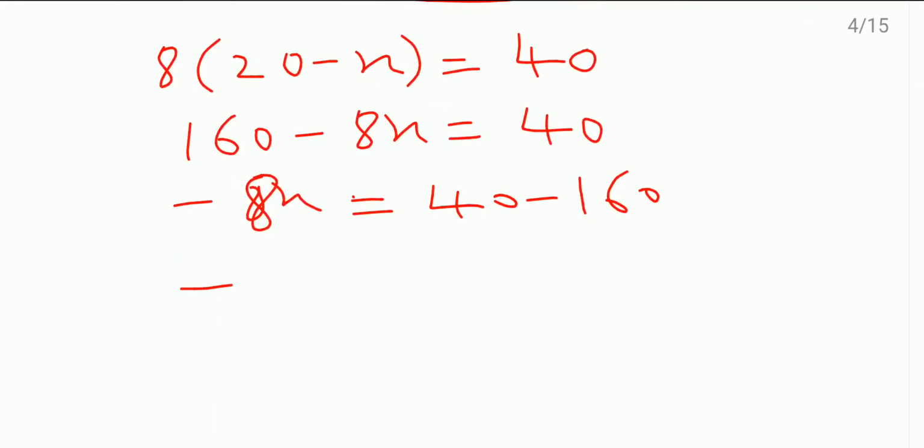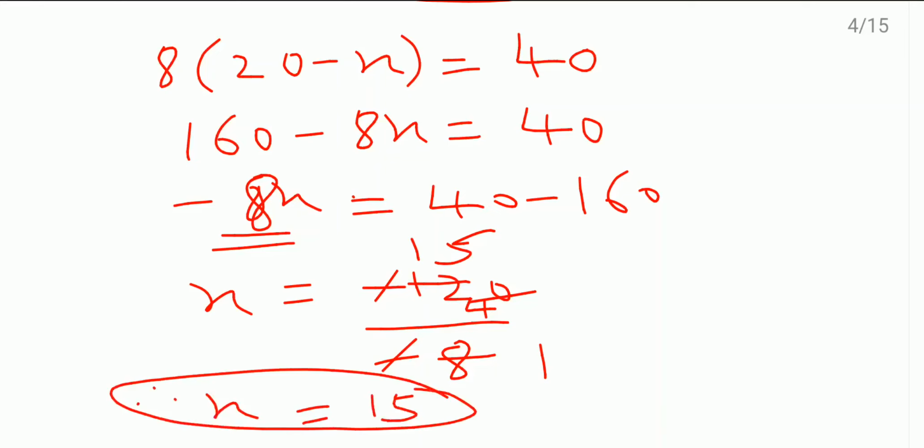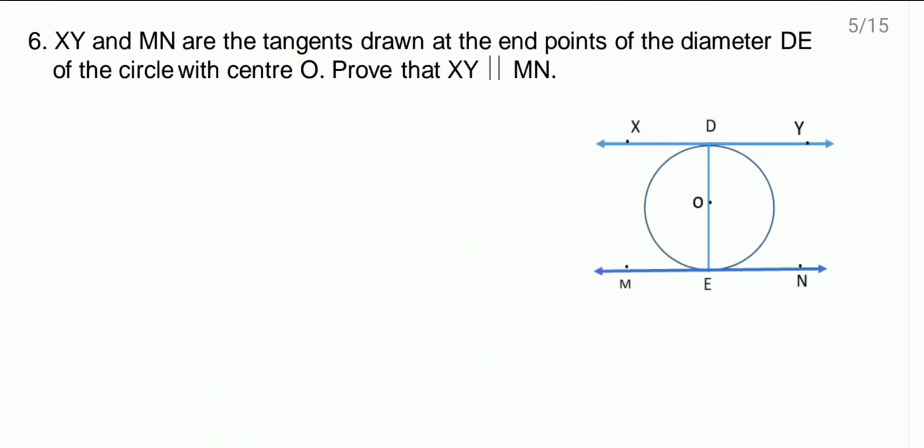So here I'll write down x only. So x is equal to minus 120 divided by minus 8. This negative 8, I brought it to the right hand side, so the negative sign got cancelled. 8 ones are 8, 4 is remaining, 8 fives are 40, right? So here the value of x comes as 15 finally. Let us see the other one.